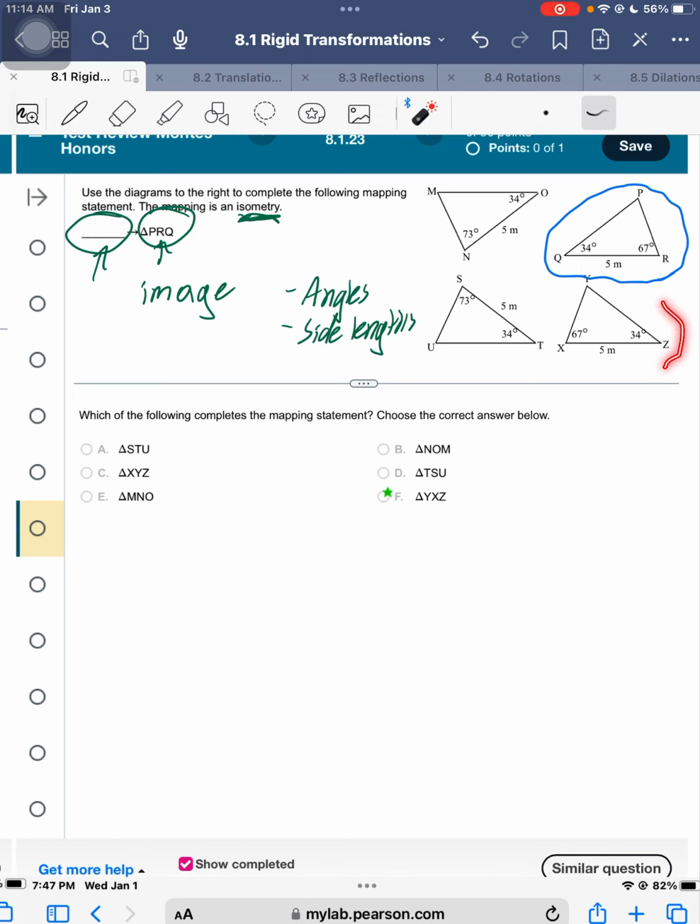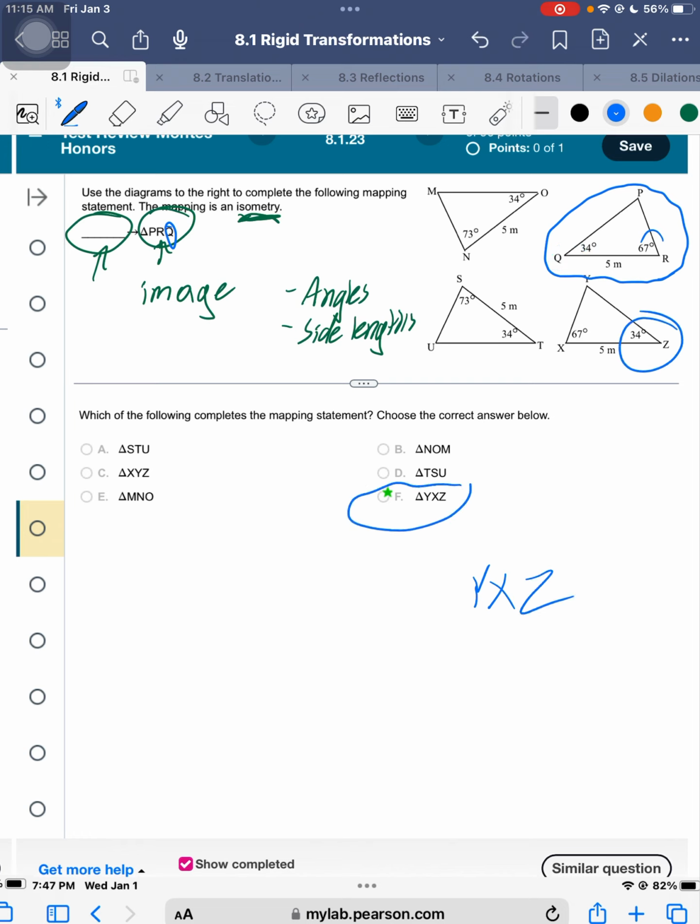So now it's X, Y, Z. But remember that we have to go in the correct order. So if this one's PRQ, that means what is P? The P has no angle. So we have to start with one that has no angle. So we got to say Y. Now PR 67, X is the 67, and then Z, Q is 34, and then which one's 34 over here? The Z. So it's YXZ. So my answer is F.